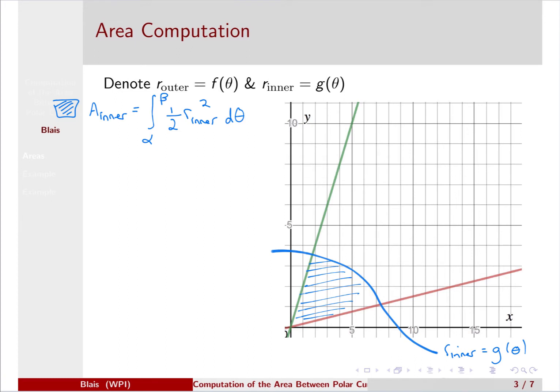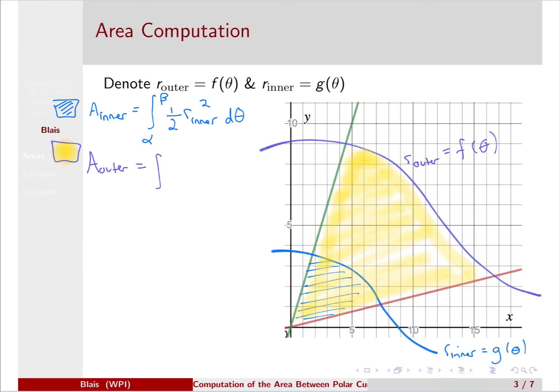When we take into account our outer curve, well, we know that this area we will highlight in yellow. We can use the same type of calculation to argue that this larger area, or the area associated with the outer curve, and again these two radial lines, is the integral from alpha to beta of 1/2 r outer squared d theta. And of course we can see visually that the area that we are after, the area bounded by the radial lines, the outer curve and the inner curve, is the difference of these two.